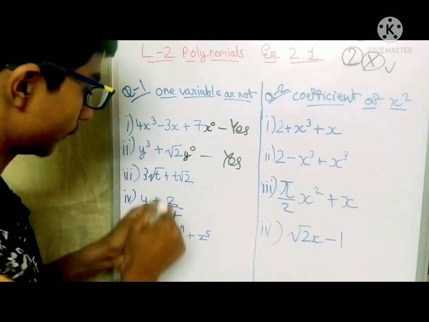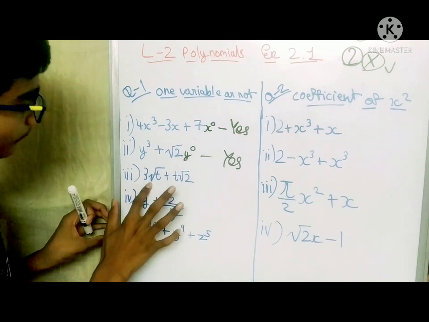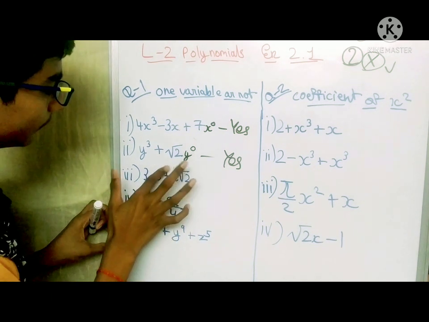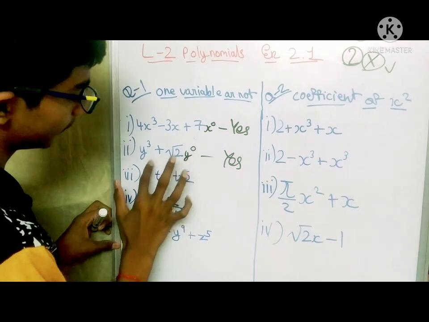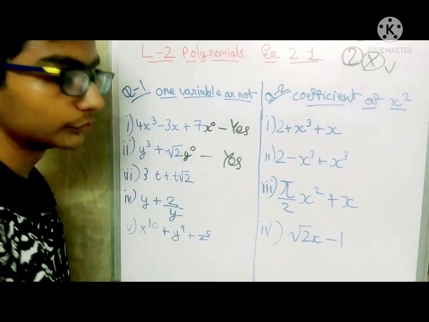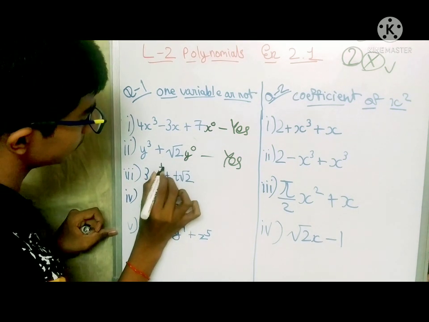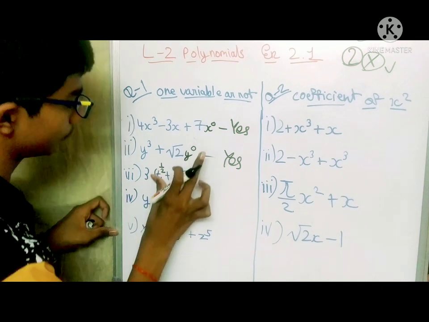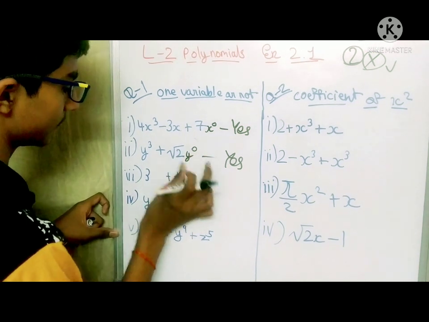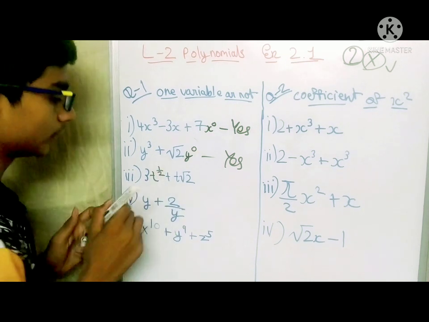Now the third, so we have to do a little simplification on this. To remove the square root, if in an equation you are given the variable under a root, you have to remove the root, and it will be written as power 1 upon 2. So this will change to t to the power 1 upon 2.